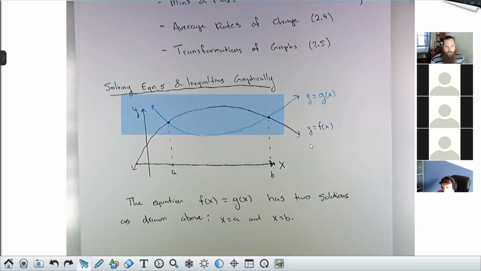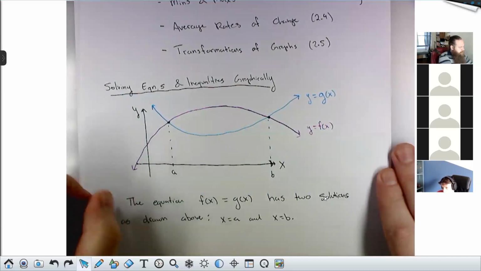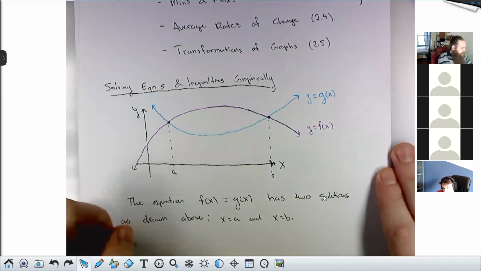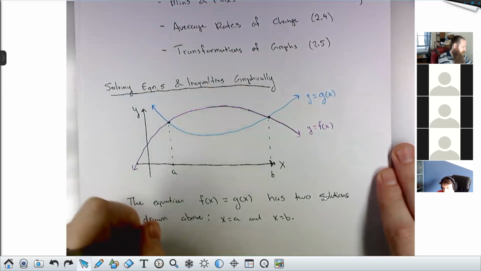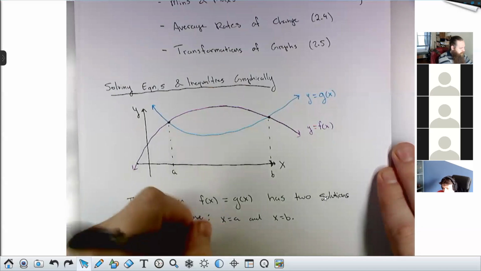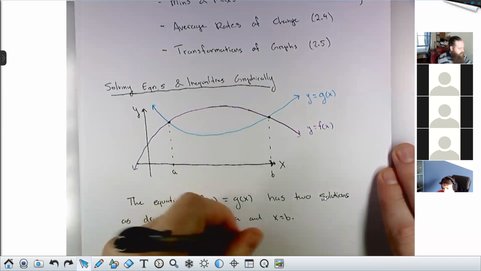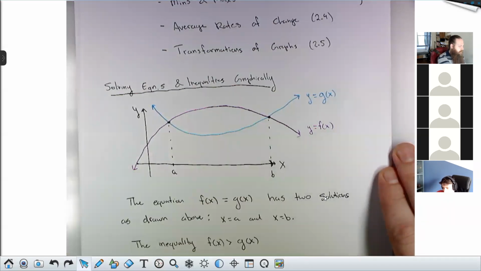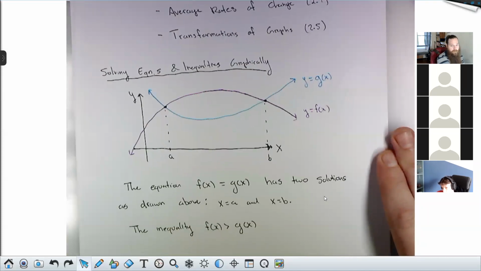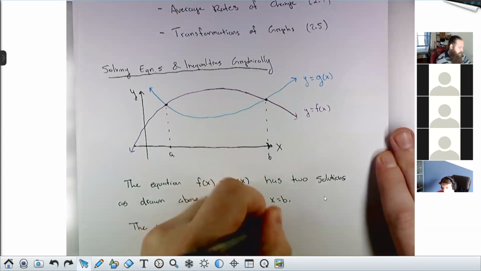Okay, so again, to solve equations graphically, graph both functions, graph both sides of the equation as functions, and look for places where they touch. I'll show you an explicit example here in just a second. If we want to talk about inequalities, for example, I could talk about the inequality f of x is strictly greater than g of x. The solution here, there's actually infinitely many solutions.